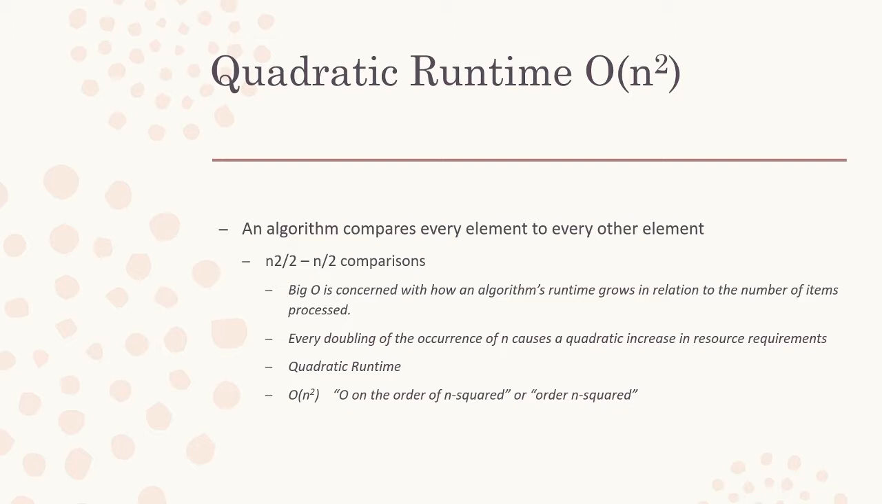So in this case, we could have n squared divided by 2 minus n divided by 2 comparisons. So it goes exponentially. As we add more elements to our array or to our comparison, we are increasing the resource requirements.